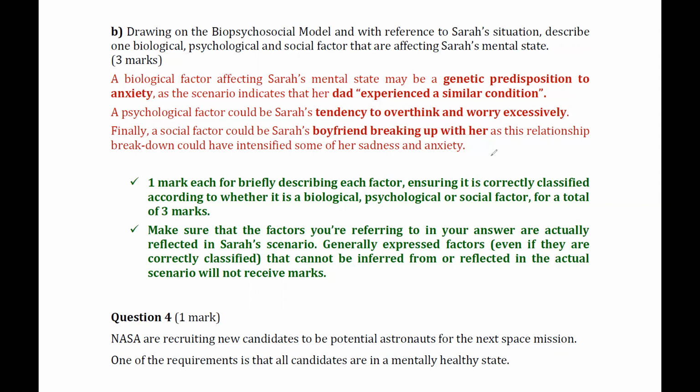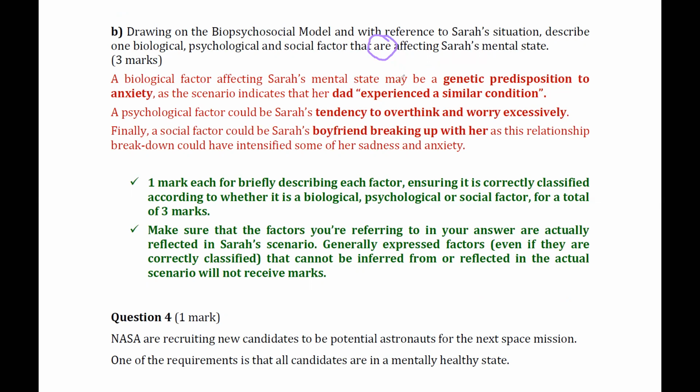In some cases you can contemplate, okay, especially if the question says something like, rather than saying that are affecting Sarah's mental state, if the question says something like that may affect Sarah's mental state, this then gives you a little bit of room to contemplate and to ponder upon what are the factors that could possibly or potentially affect her mental state. But because the terminologies are here, it's suggesting that you have to talk about the factors that are affecting her mental state in the current scenario.